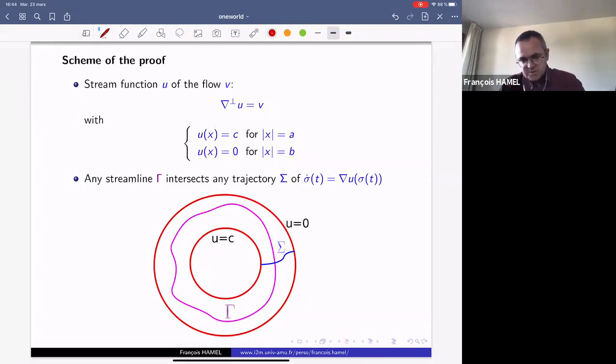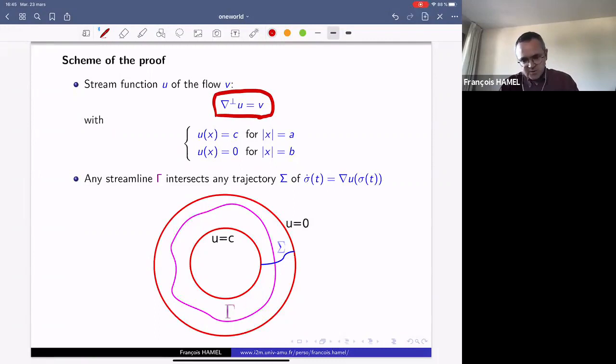Since the flow is divergence free, and since the normal component is equal to 0 on the inner boundary, the flow V has a stream function u. So there is a function u whose orthogonal gradient is equal to v. The orthogonal gradient of u is du over dx2 and minus du over dx1. And this function u is unique up to additive constants.